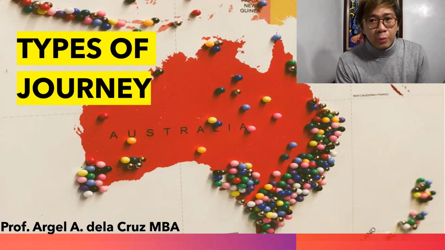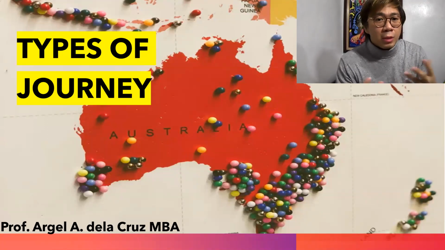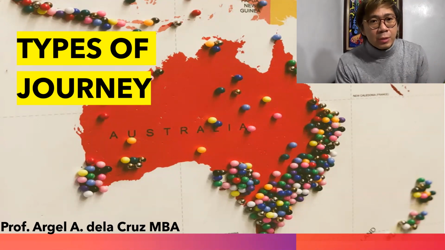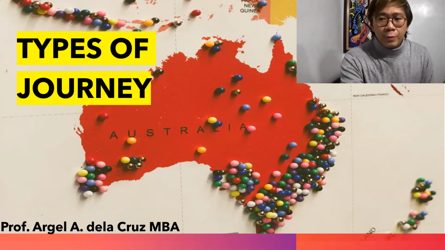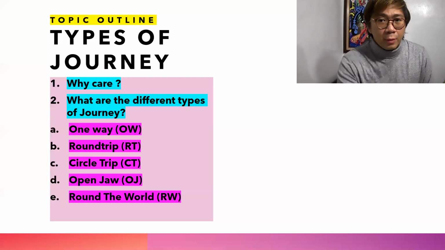In this lesson, after we dissect it, we know the different parts and components, what constitutes and reconstitutes a journey. Now, we're going to analyze these different types, the differences among them. So what's the purpose? Why do we need to know this? Again, this knowledge is very important for you to be able to carry out reservation and ticketing for your clients. So without further ado, let's go with the main topic outline.